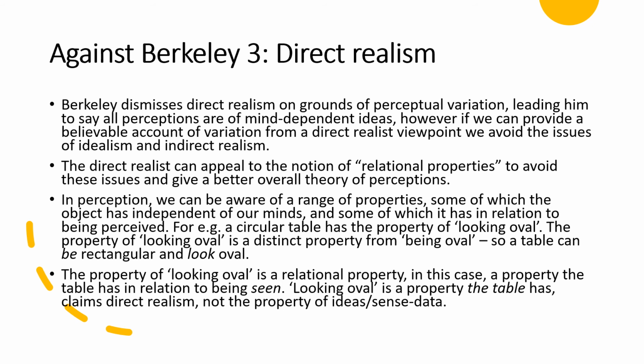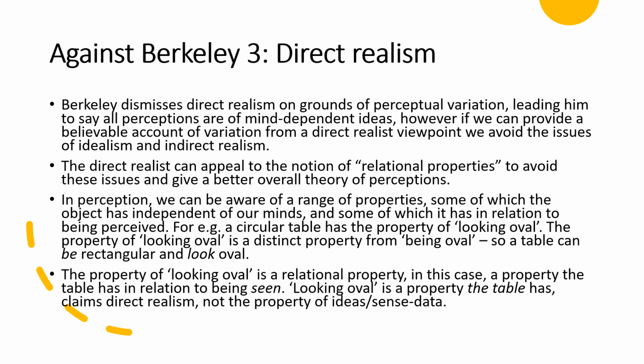In this case, the property the table has in relation to being seen. So looking oval here is a property that the table has in a particular relation, claims direct realism. It's not the property of ideas or sense data in my mind. So what we're immediately aware of is the physical object. But because of our relation to that physical object, the physical object can look differently at different angles, in different lights, and so on and so on. This doesn't mean that what we're aware of is something in our minds, something mind dependent. It just means that we're aware of the table in a particular relation.